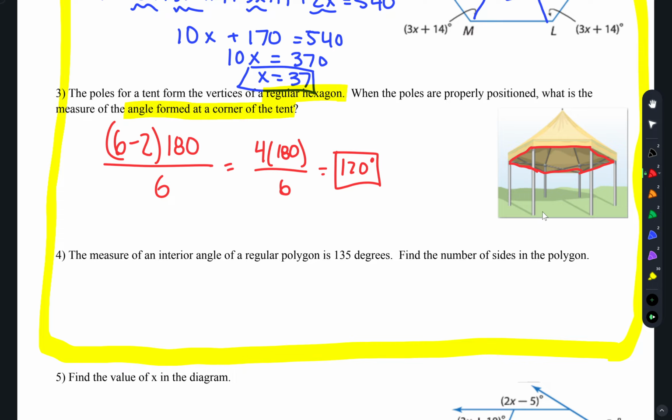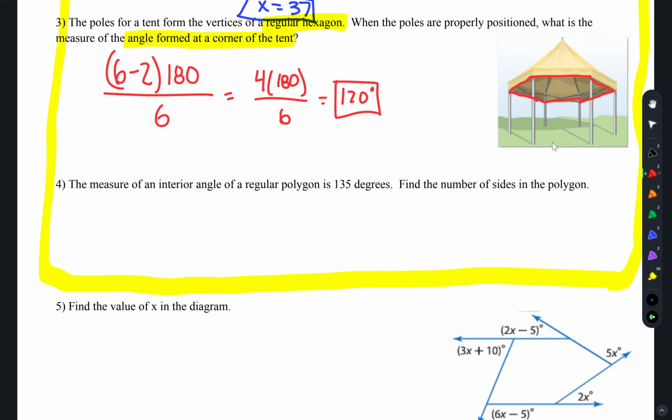Okay, one more like interior angles. This one's a little bit different. You're going to see this come up on your math lab. This says the measure of an interior angle of a regular polygon is 135 degrees. Find the number of sides in the polygon. They love these problems, okay? We are not changing our formulas at all. We are just changing where we're going to plug stuff into our formulas.